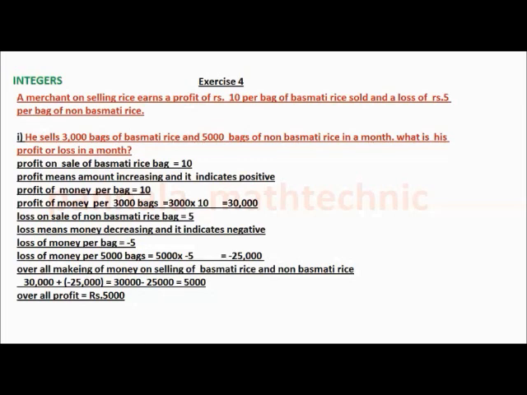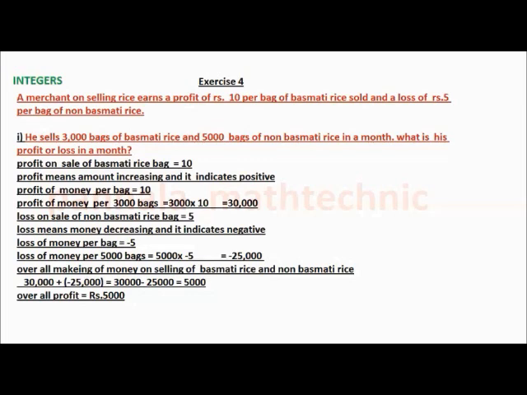So, profit on sale of basmati rice is 10 rupees. Profit means the amount is increasing and it indicates positive. So, profit of money per bag is 10. Profit of money on 3000 bags is 3000 into 10, that is 30,000. Loss on sale of a non-basmati rice bag is 5. Loss means money decreasing and it indicates negative. Loss of money per bag is minus 5. Loss of money on 5000 bags is 5000 into minus 5, that is minus 25,000.